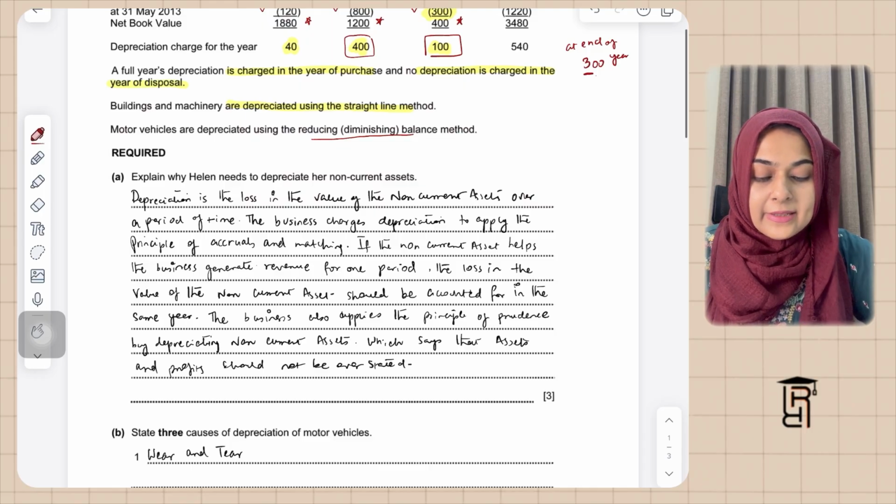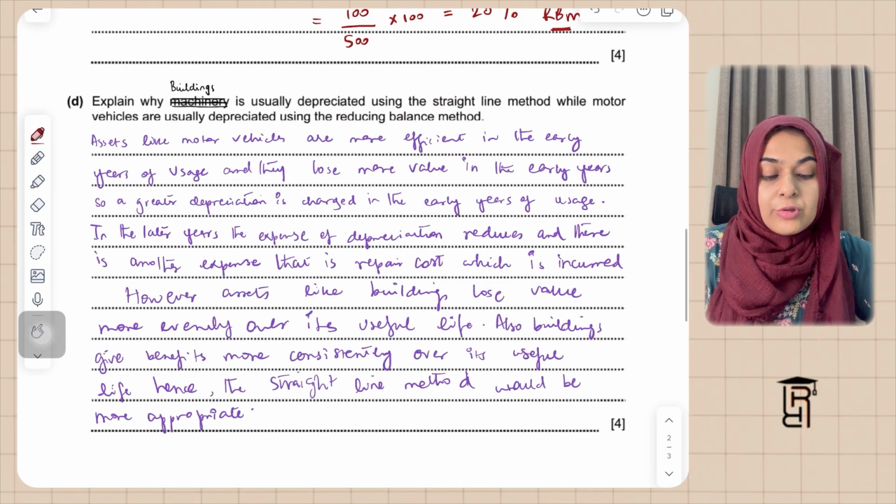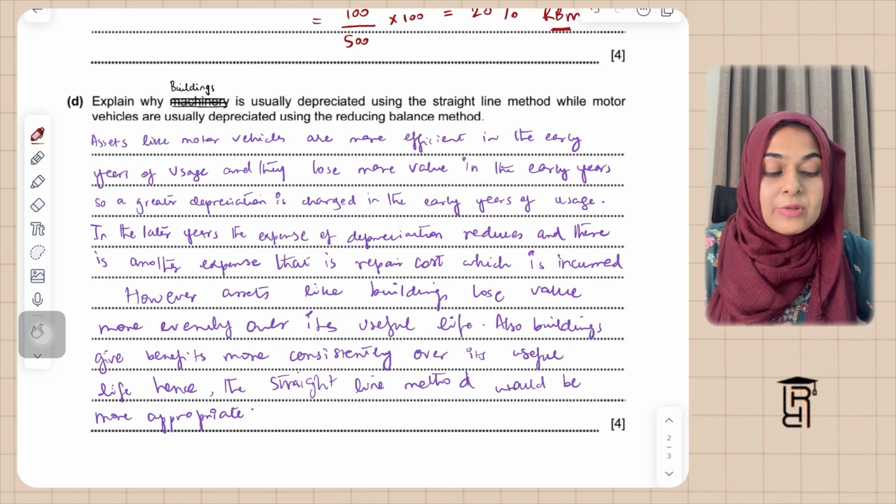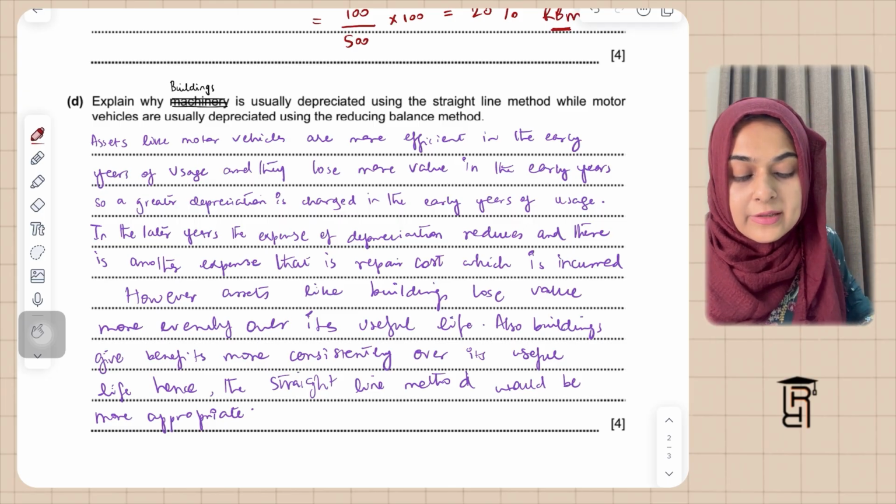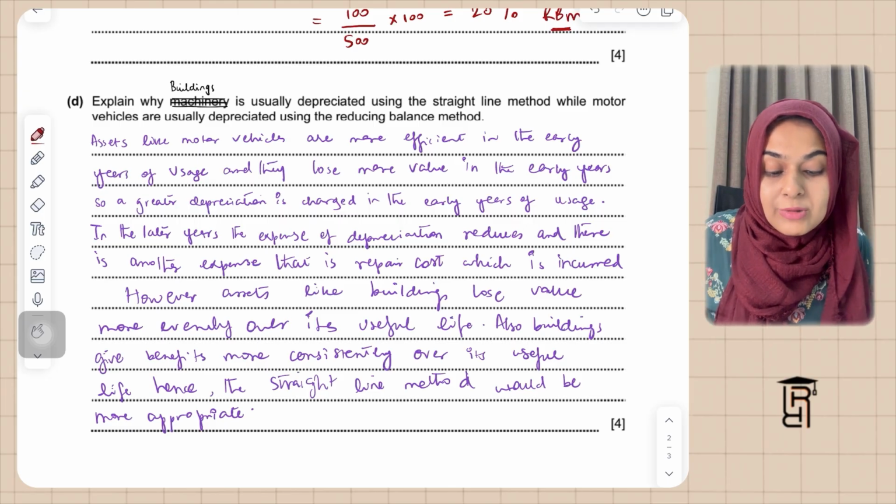Okay, the next part says: explain why buildings is usually depreciated using the straight line method while motor vehicles are usually depreciated using the reducing balance method.